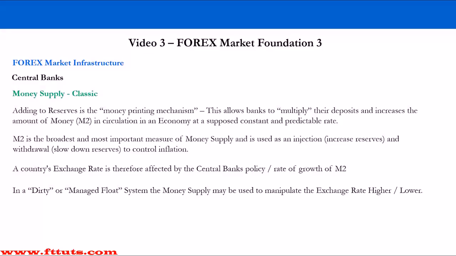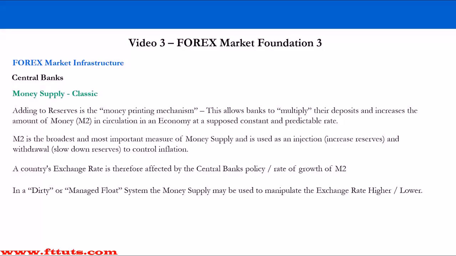Now, basically in a dirty or managed float system, so a floating system that's managed by a central bank, the money supply is used as a classic tool to manipulate the exchange rate higher or lower if it becomes too extreme for the economy itself. So when we looked at businesses and corporations earlier, this is how it all links together. We looked at exporters and importers, and we realized that if the exchange rate goes much higher, it can really hurt exporters. And if the exchange rate goes much lower, it can really affect importers. And when we looked at the balance of payments, if a country is a net exporter or net importer, we thought of this on an aggregate level.